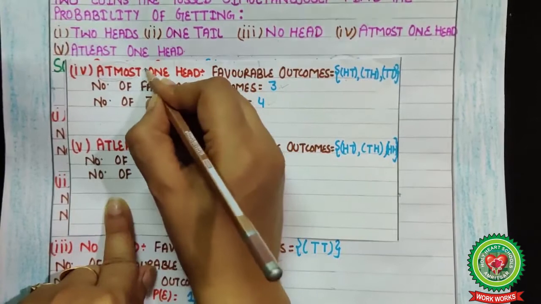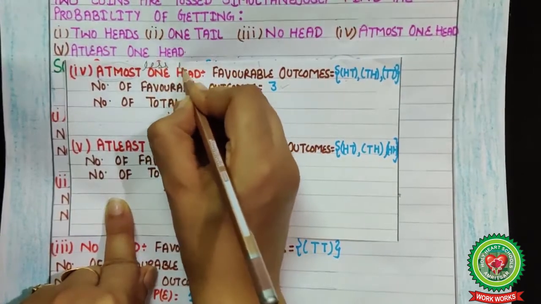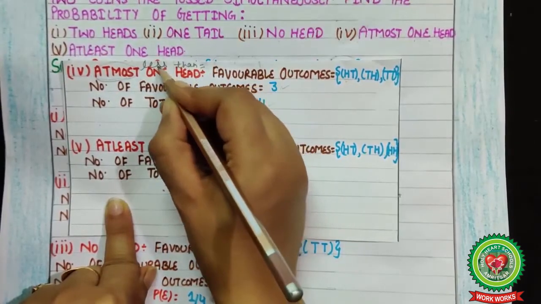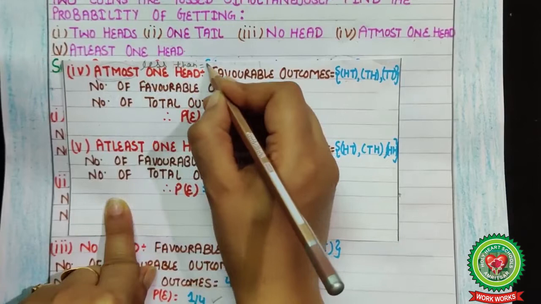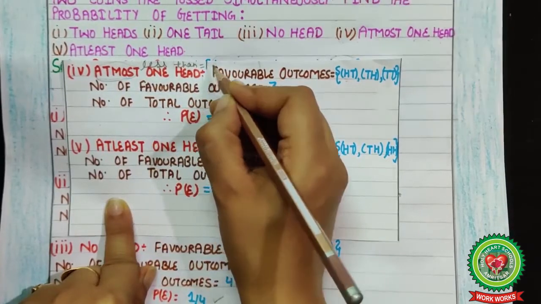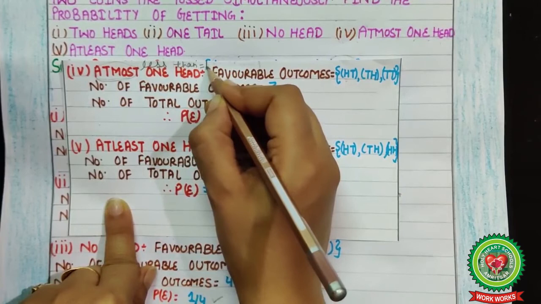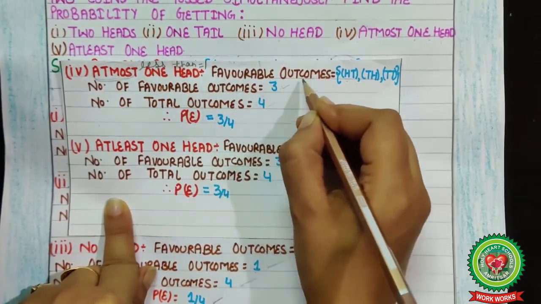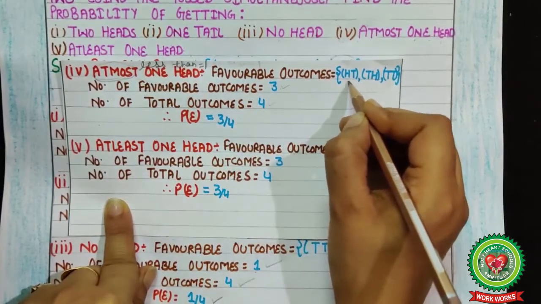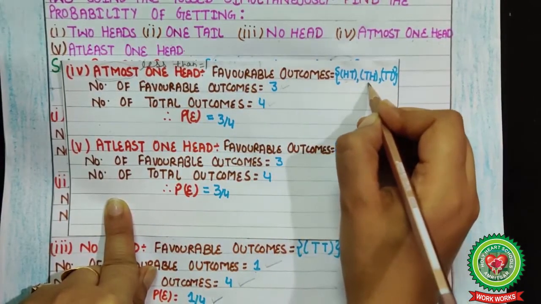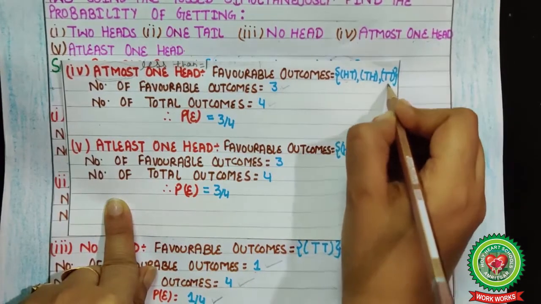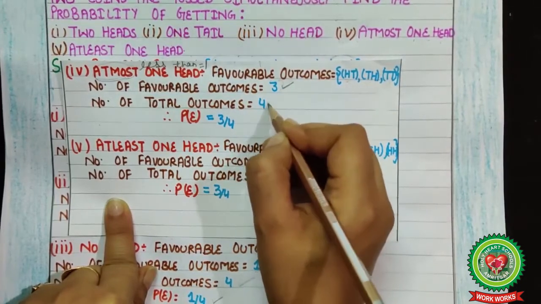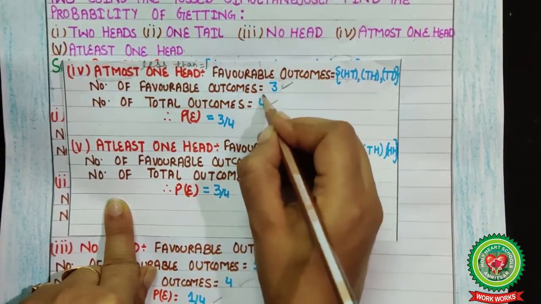At most means less than or equal to. So less than or equal to what? Here I have written 1, so it is less than or equal to 1 head. It means either it should be 1 head, or less than 1, meaning 0 heads. So the favorable outcomes are HT with 1 head, TH with 1 head, and TT with 0 heads. So these are the 3 favorable outcomes, and the number of total possible outcomes is 4.